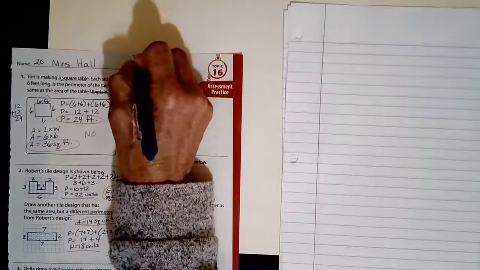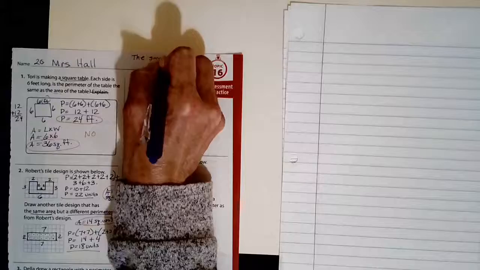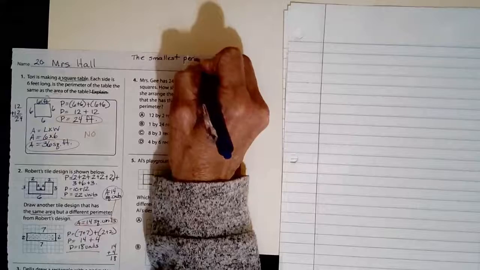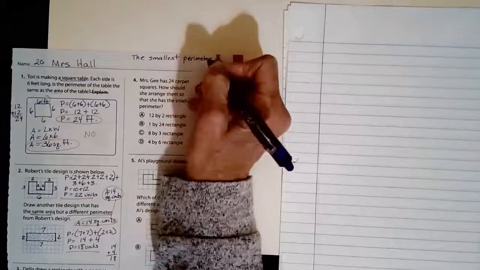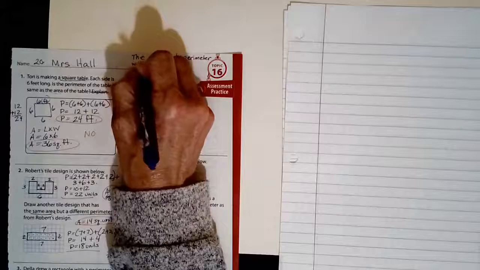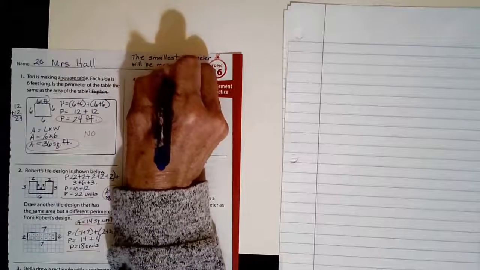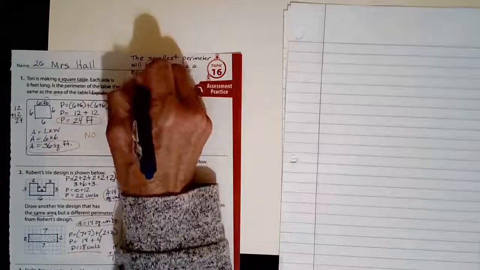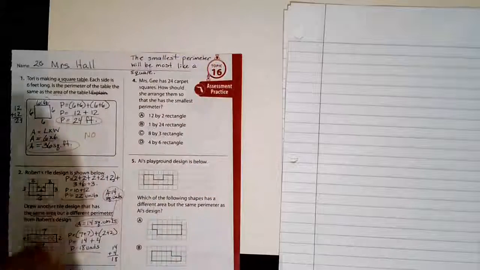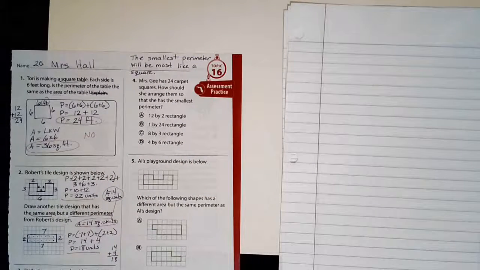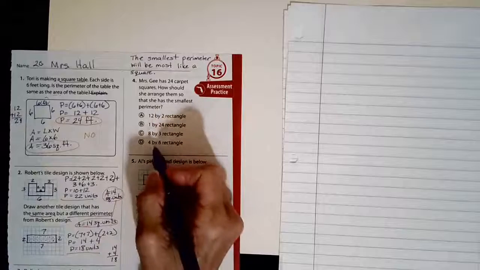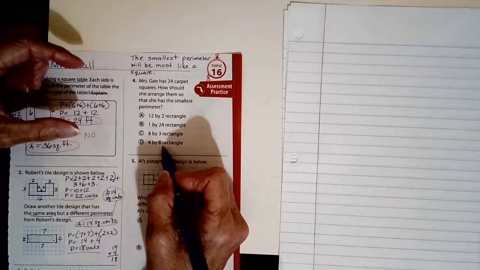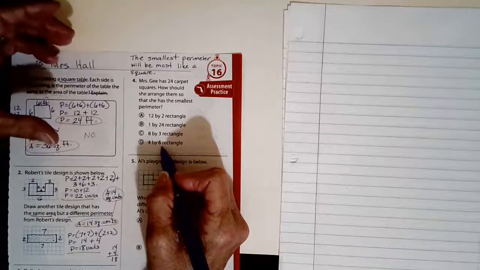And we're going to write a little hint right up here. The smallest perimeter will be most like a square. All right, so what does that mean? That means that the one that is closest to equal measurements all the way around is going to have the smallest perimeter. But let's check it out.